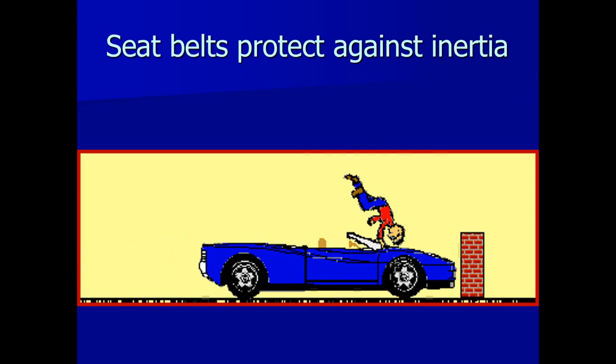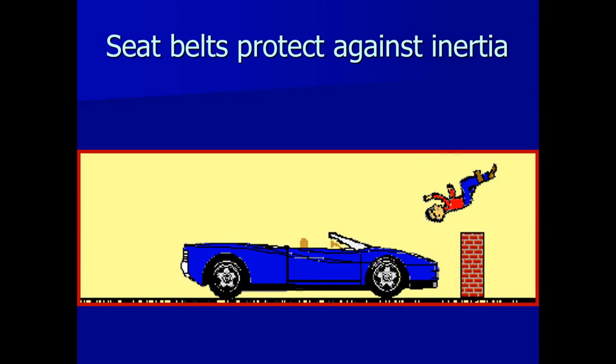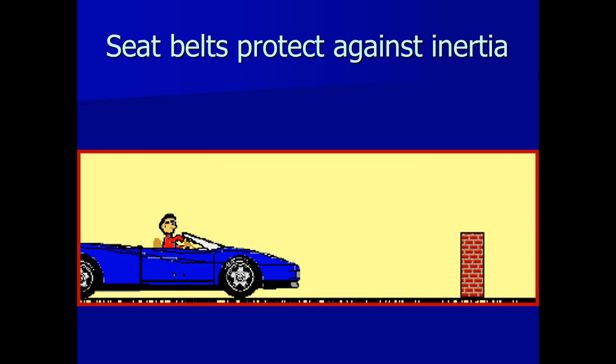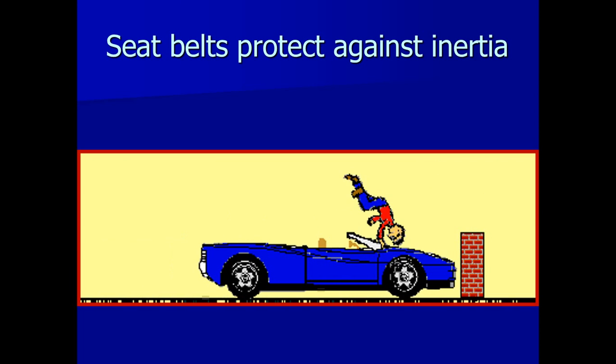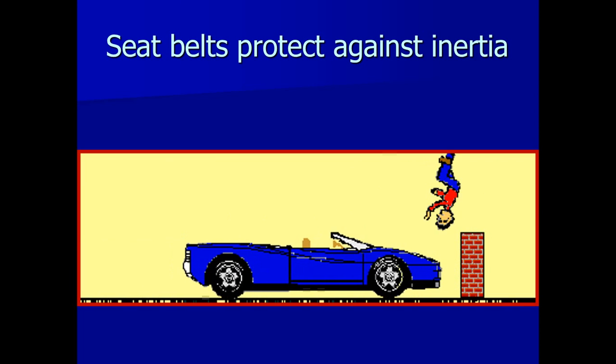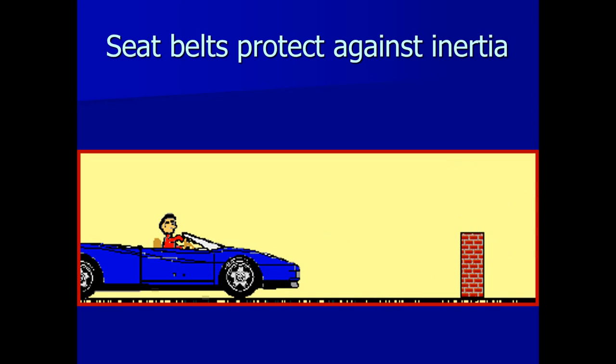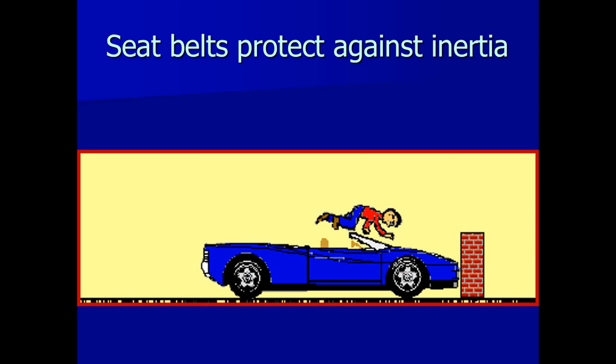Seatbelts in a car protect against inertia. This man wasn't wearing his seatbelt, so when the car hit the wall, he flew out of the car. If he was wearing his seatbelt, that would have stopped him. But since he wasn't, he was in motion and he wanted to continue being in motion.